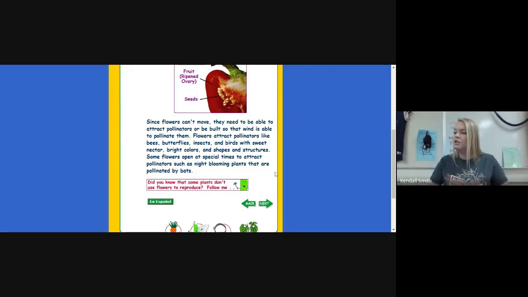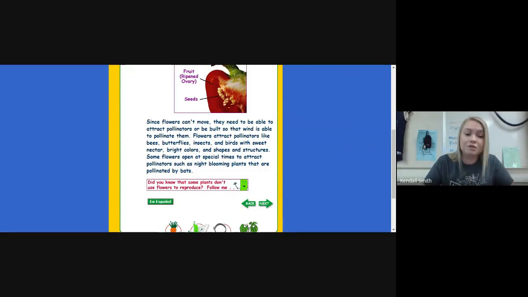Okay. So flowers attract pollinators like bees, butterflies, insects, and birds with sweet nectar, bright colors, and shapes and structures. Now, not all flowers are sweet and pretty. You will learn about a different type of flower in your discussion called the corpse flower that actually smells horrible and doesn't look pretty at all. These are adaptations that plants have to attract certain types of pollinators, the ones that come to that flower for that reason, to help spread that pollen to other plants of the same species. Okay, so more you know.